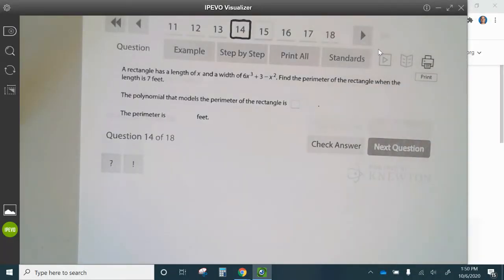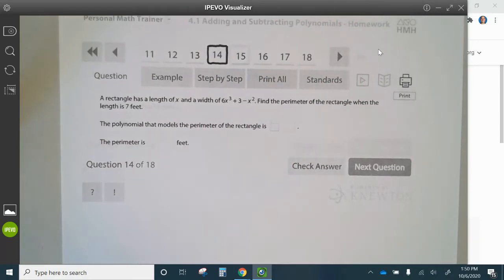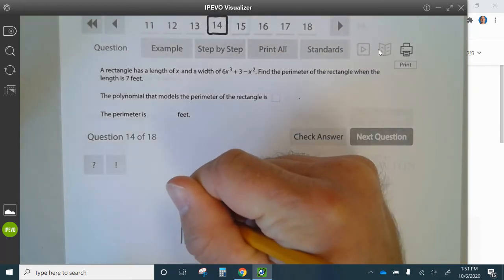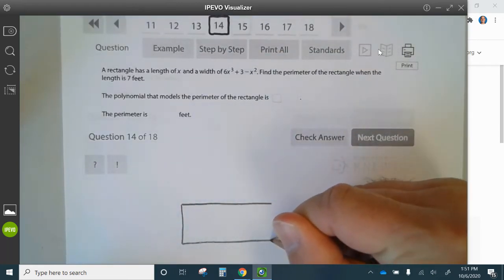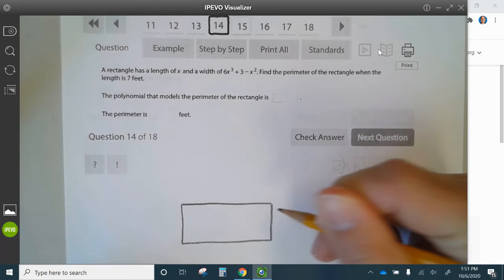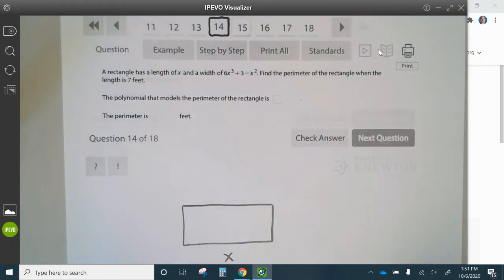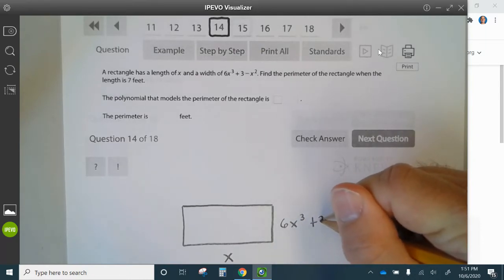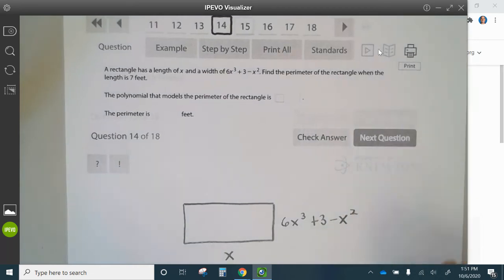All right, let's take a look at question number 14. Okay, a rectangle has a length of x and a width of 6x cubed plus 3 minus x squared. Find the perimeter of the rectangle when the length is 7 feet. So whenever they talk about perimeter, I actually like to draw a rectangle. Now, a rectangle has a length of x, so let's call this x, and a width of 6x cubed plus 3 minus x squared.